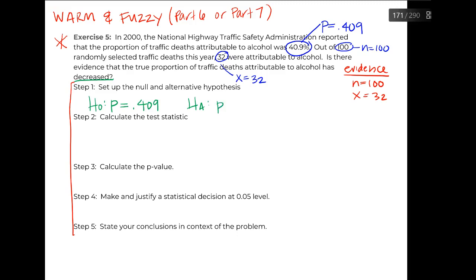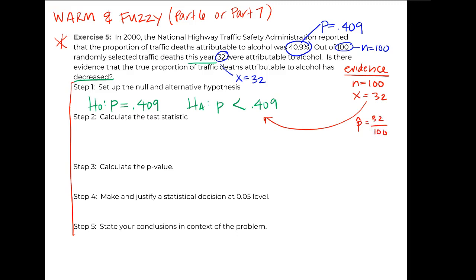Our alternative is still about P, still about 40.9%, and this P right now, just remind yourself, is the true proportion of traffic deaths attributable to alcohol in this year, right? That's the big deal here, that we're changing up what we're talking about in terms of a year. And we do have that keyword of decreased. So our evidence is that we have something less than, because we could even calculate this for a p hat.